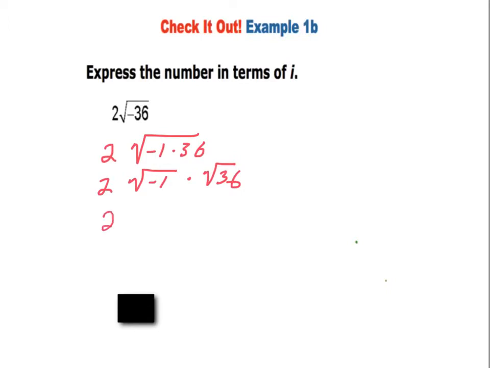So now I have 2 times 6, and the square root of -1 is i. Now just multiply the 2 and the 6 together, and we will get 12i. And let's check to see how we did. Did we agree? And yes, we did.